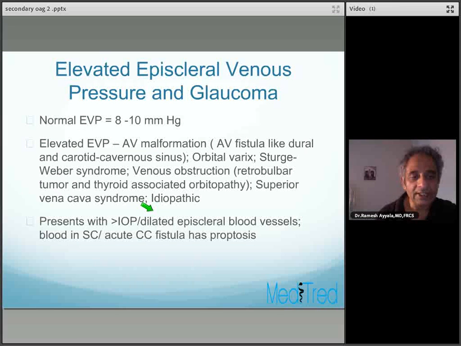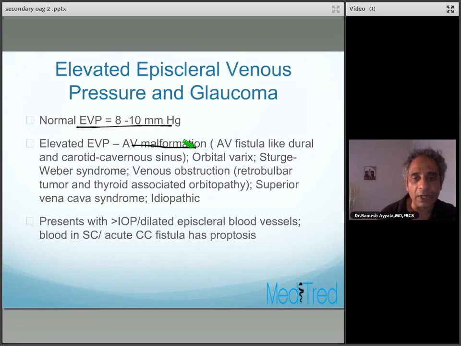Okay, let's go through the next condition that can cause the pressure to increase in the presence of open angle: elevated episcleral venous pressure. Normal EVP, as we discussed in our pathophysiology lecture, is between 8 and 10 millimeters of mercury. Elevated EVP can result from AV malformation. We had a long discussion about this, I believe, in the pathophysiology lecture, but let me review this briefly.